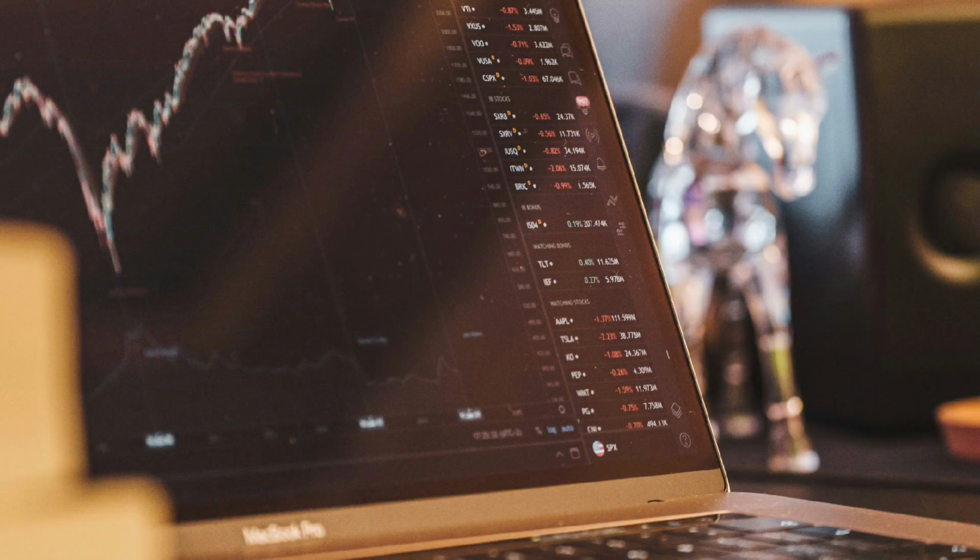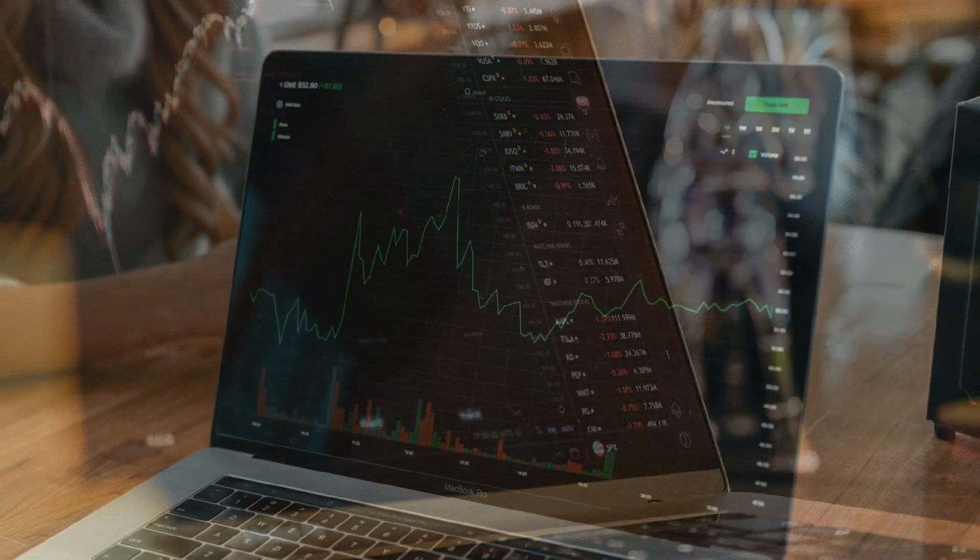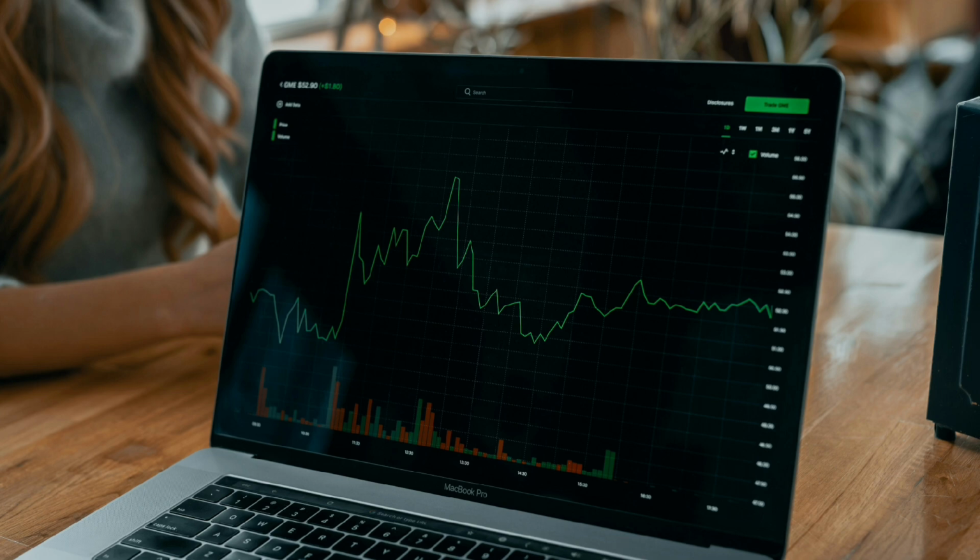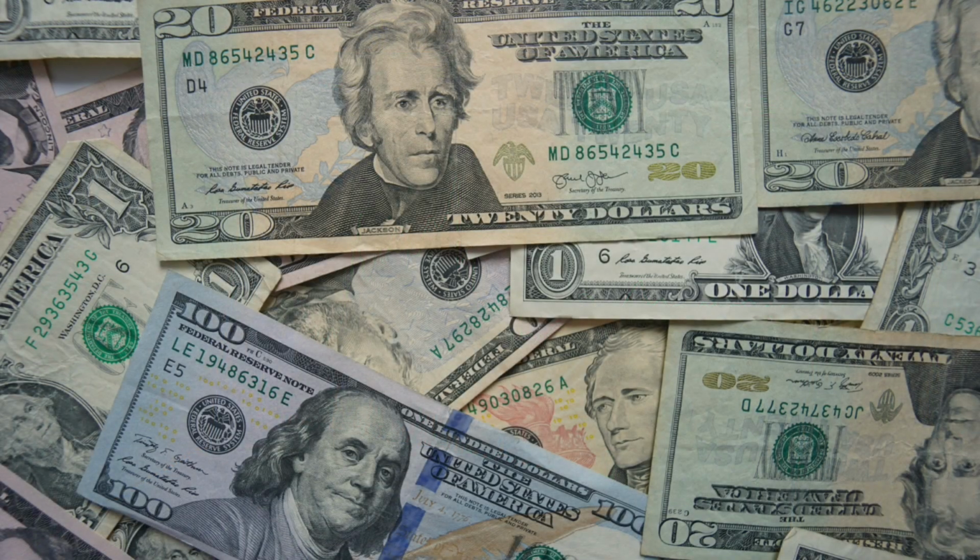Each candle represents price action over a specific period of time, whether that's 1 minute, 5 minutes, 1 hour, or 1 day. And every candle has 4 key pieces of information hidden inside it. The opening price, the closing price, the highest price during that time, and the lowest price during that time.